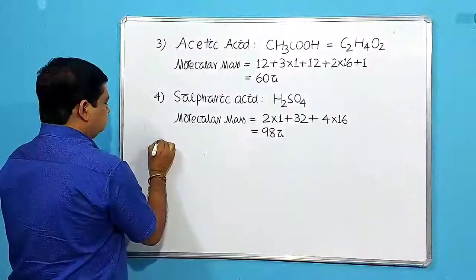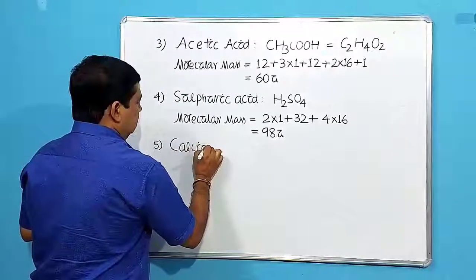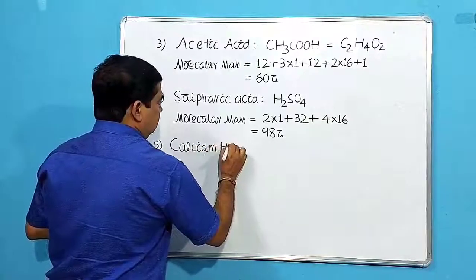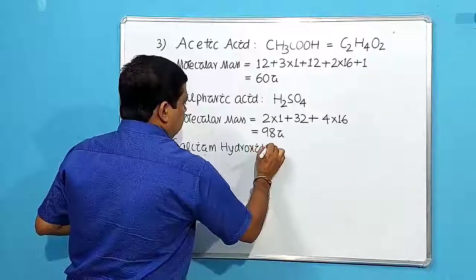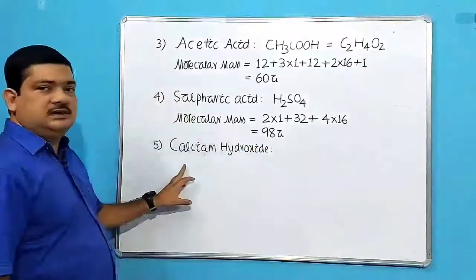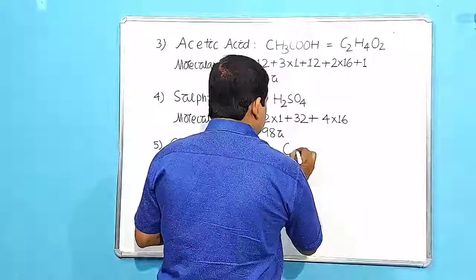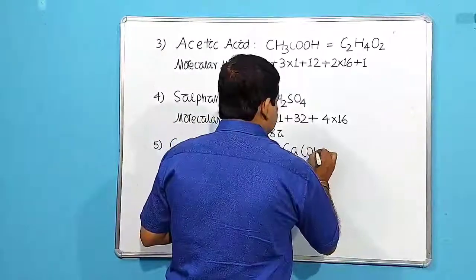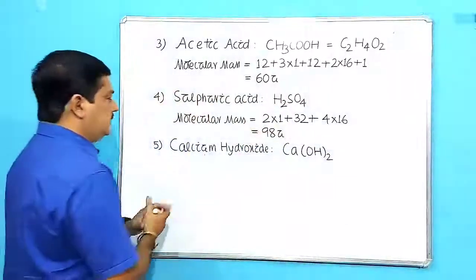Then calcium hydroxide. I am not repeating how to write the formula, I am directly writing the formula. Calcium Ca2+, hydroxide OH minus. So what is the formula? Now, Ca(OH)2. This is the formula of calcium hydroxide.